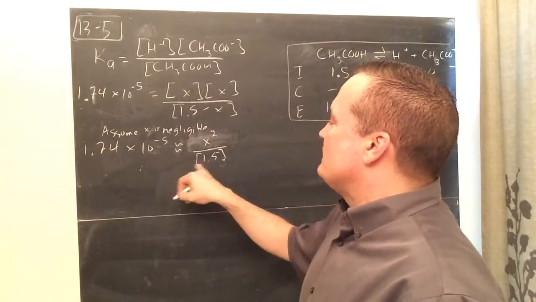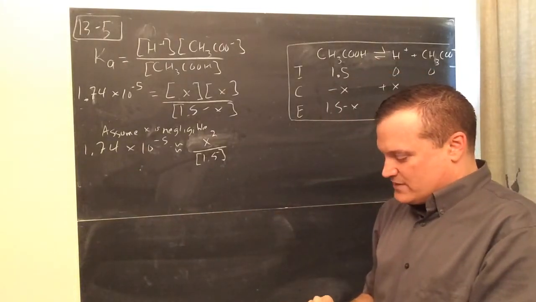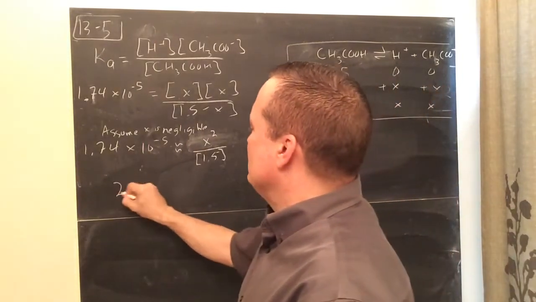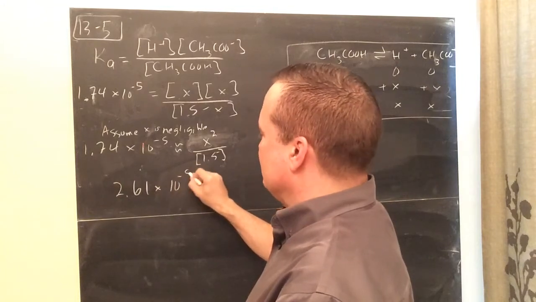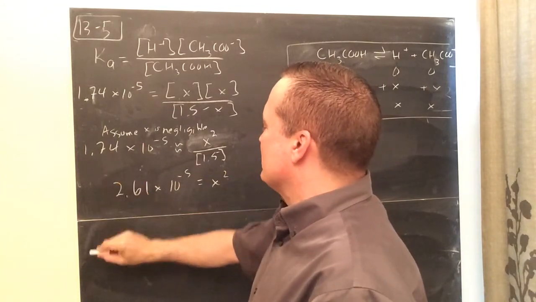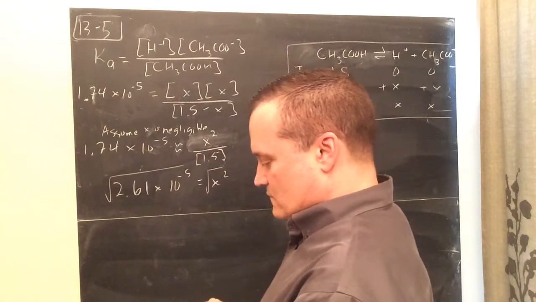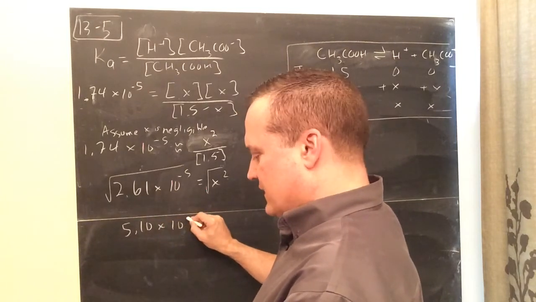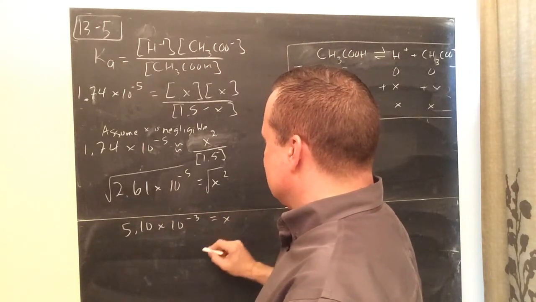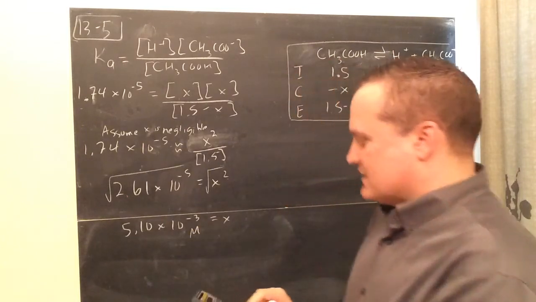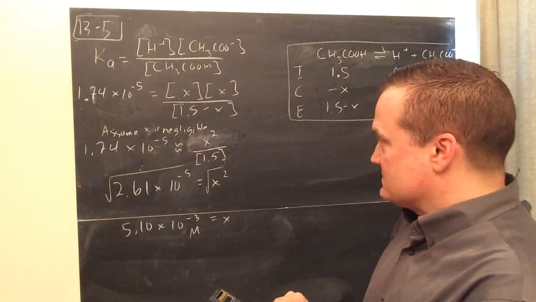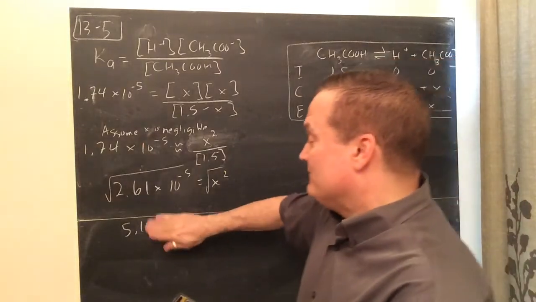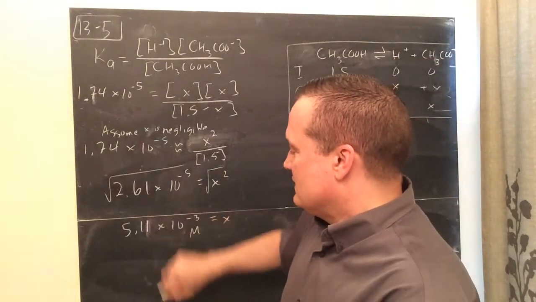Okay, now we'll solve for it. I'll multiply those two numbers, 1.74 times 10 to the negative 5 times 1.5, and then I get 2.61 times 10 to the negative 5 equals x squared. Then, of course, you take the square root of both sides, and x is 5.10 times 10 to the negative 3 equals x, molar. Now, let me double check again. 1.74 times 10 to the negative 5 times 1.5 equals, the square root is 5.10. Actually, 5.11 when I did it this way, but times 10 to the negative 3.